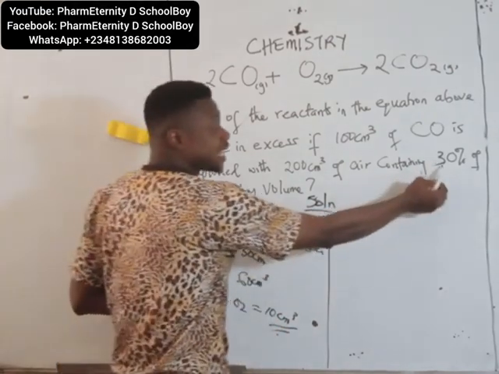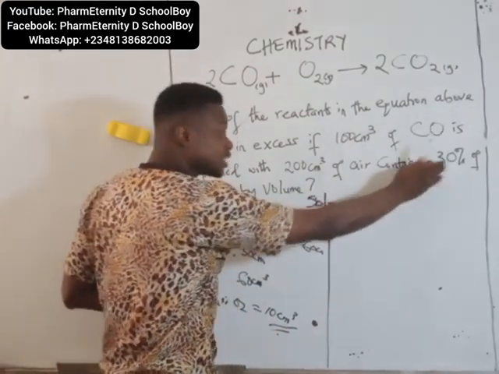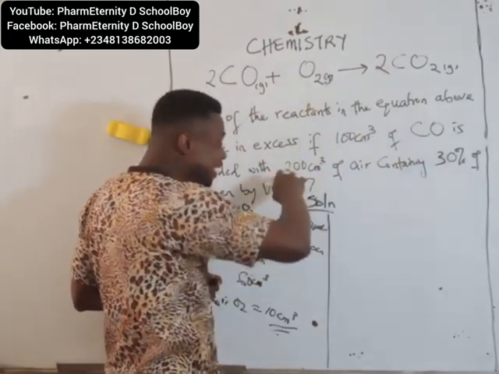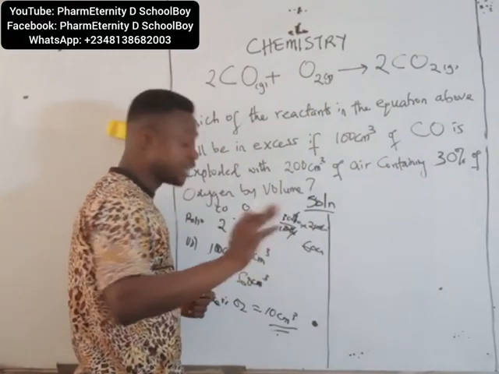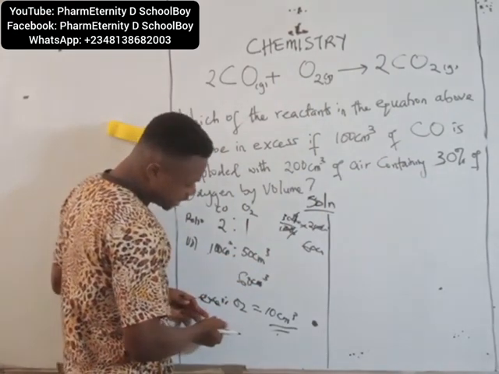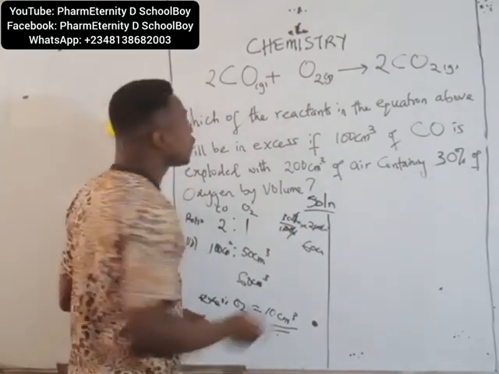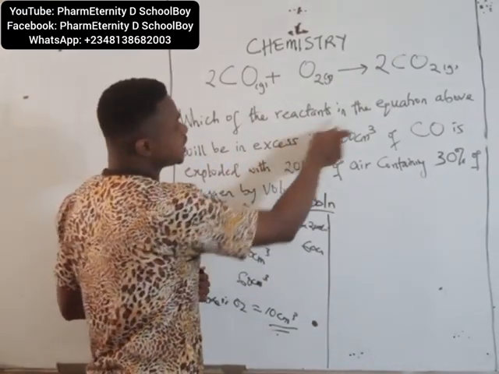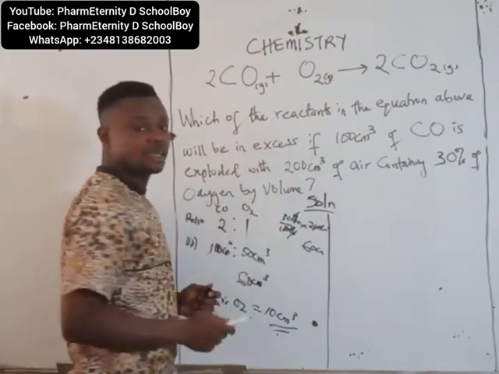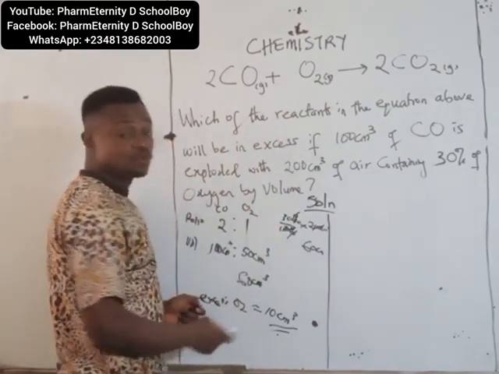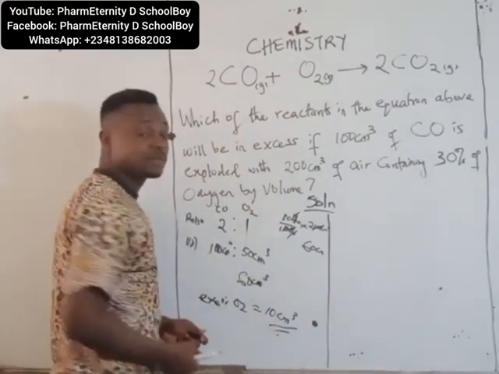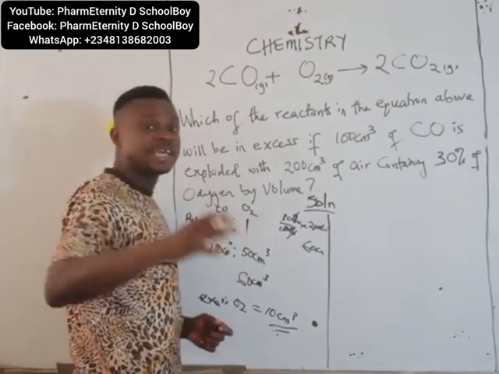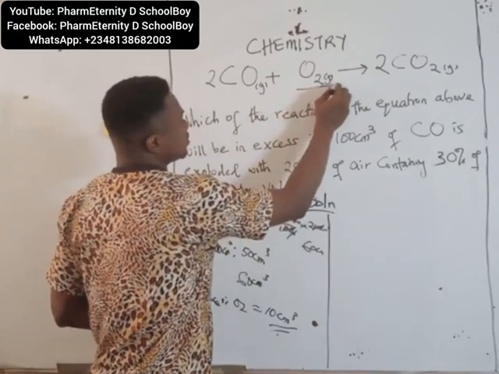Remember, this is just an assumption. This is not the actual. We are assuming that we have 30% of oxygen in the 200 cm³ of the air. So the excess oxygen is 10 cm³. The question says, which of the reactants in the equation above will be in excess? So actually, oxygen will be in excess by 10 cm³ volume. So the answer is oxygen. The reactant that will be in excess is oxygen.